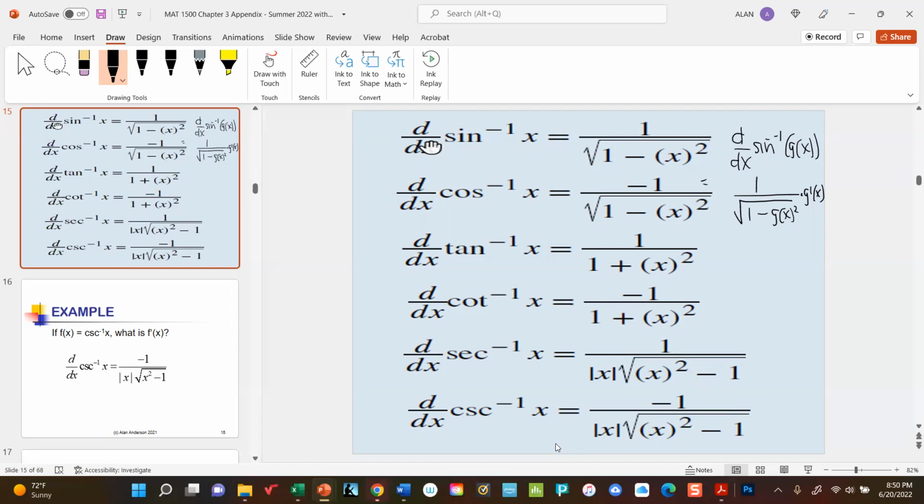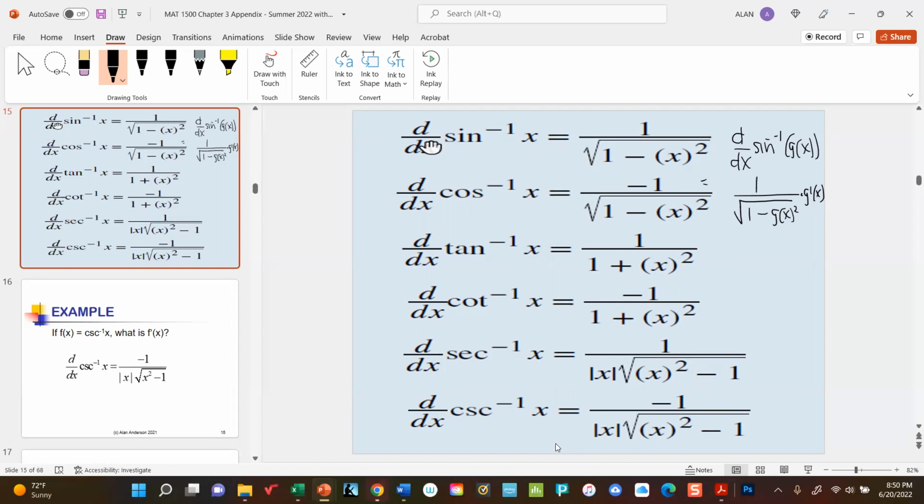I don't think the book has a separate table for that. I'll look for it. But they do have this. Just be aware that if you're taking, let's say, the arc sine of 3x squared or something like that, then you have to use the chain rule, and this is how it would work.